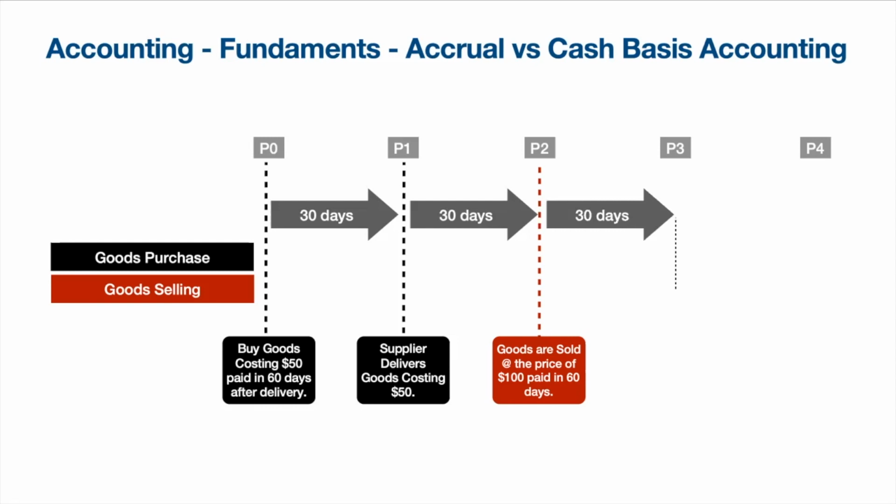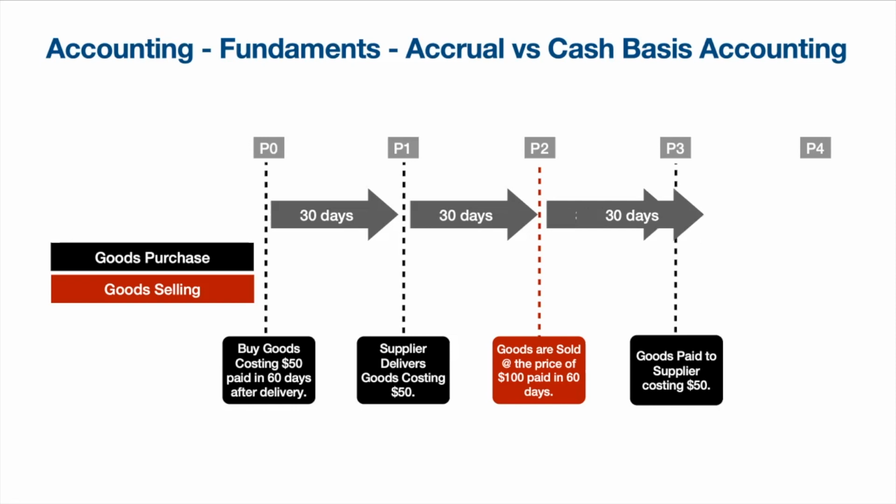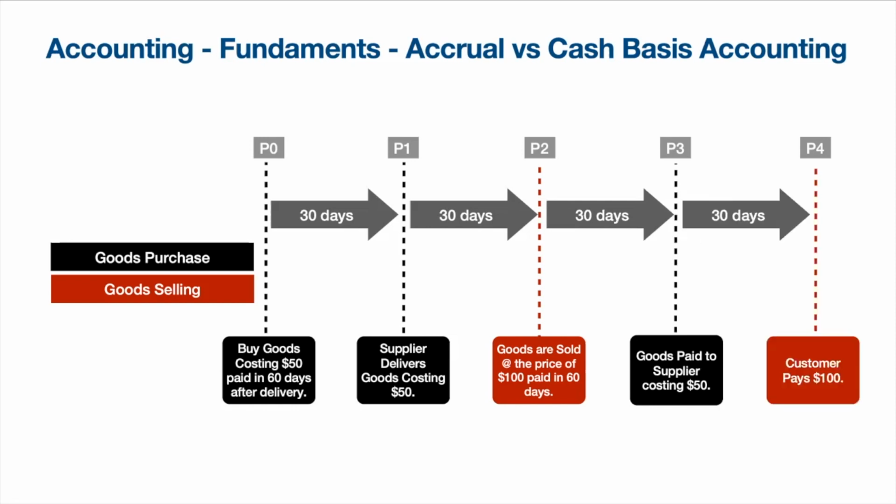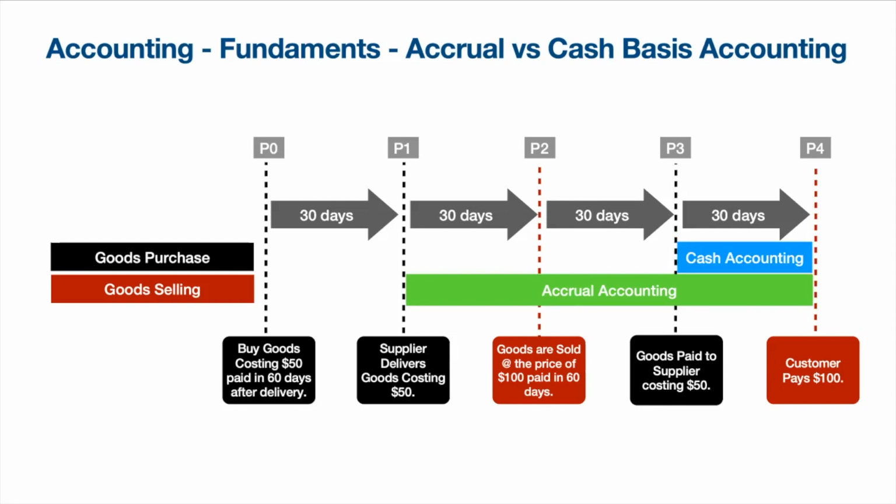30 days more, I pay my supplier because 60 days have passed from my delivery. And then after 30 days, I receive the money from my customer. In accrual basis accounting, all of these transactions would have been recorded in my financial statements. It's a wider range of records and transactions. While in cash basis accounting, I would have records only from period 3 and period 4.